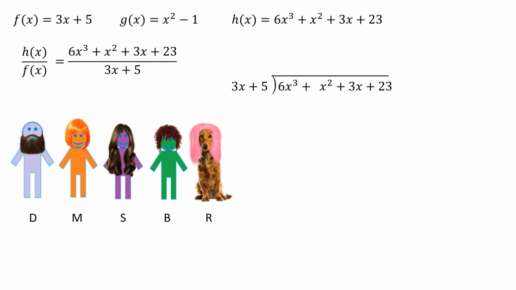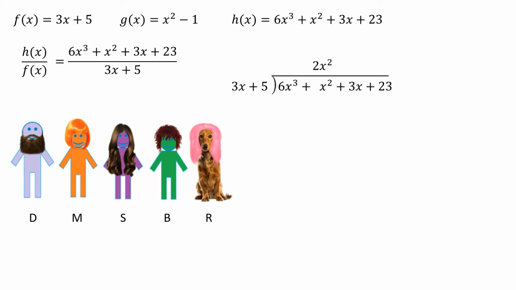Now, I'm going to focus on the 3x and the 6x to the third. I'm going to ask myself, how many times does 3x divide into 6x to the third? And it is 2x squared. If you're scratching your head on where that 2x squared came from, wait for just a second and you'll see why it has to be 2x squared. Also, I've got to think place value, so I have to place the 2x squared above the x squared.